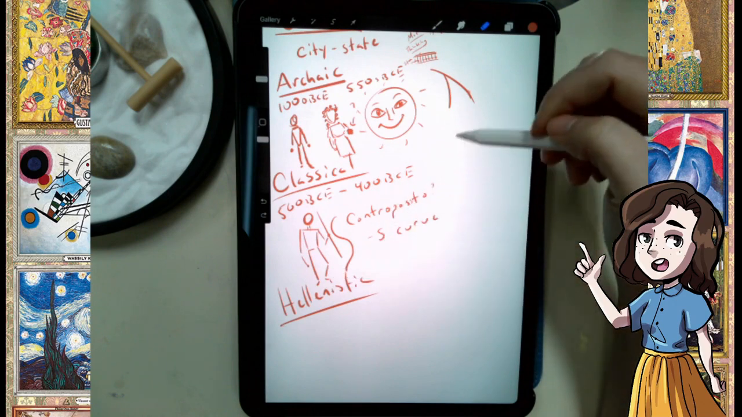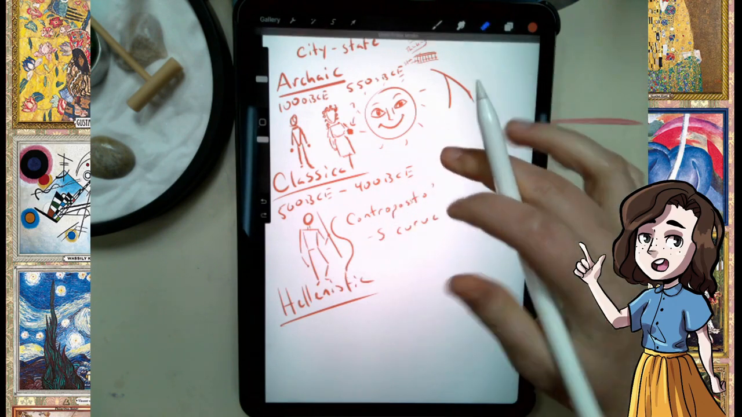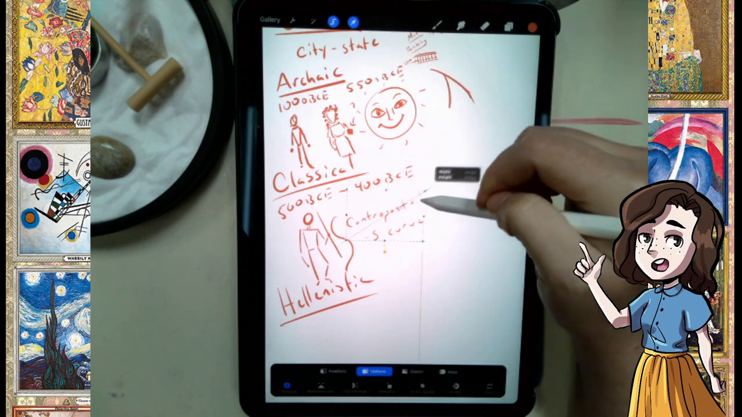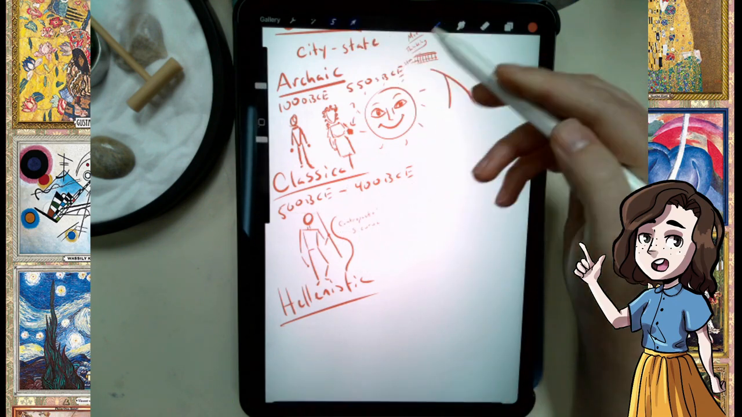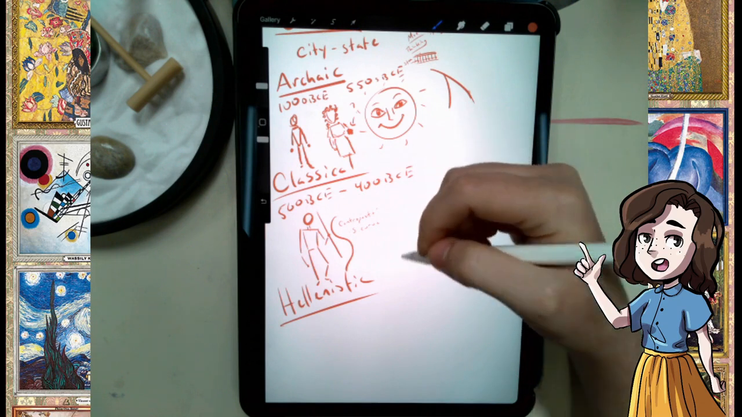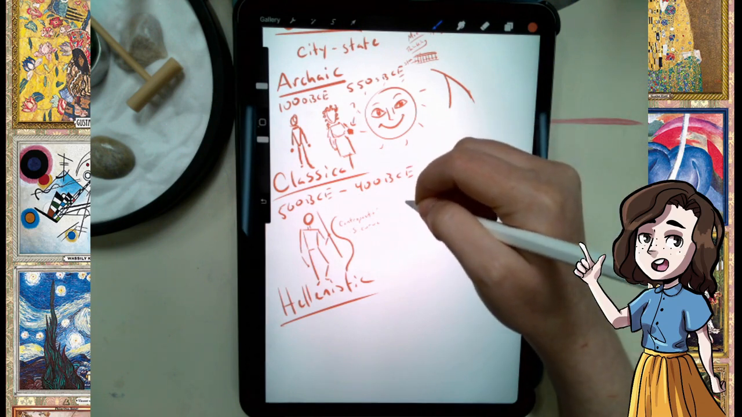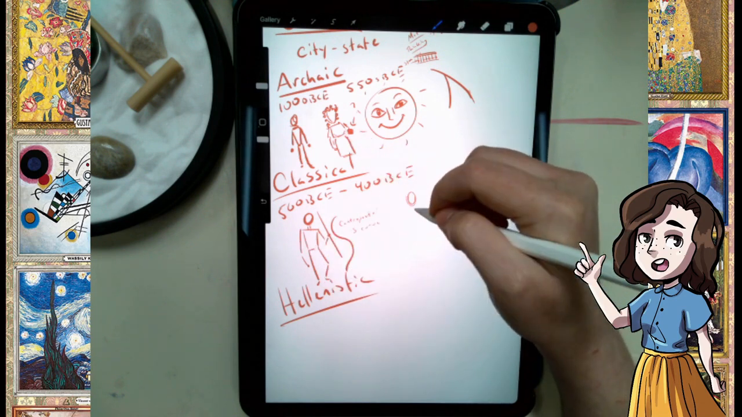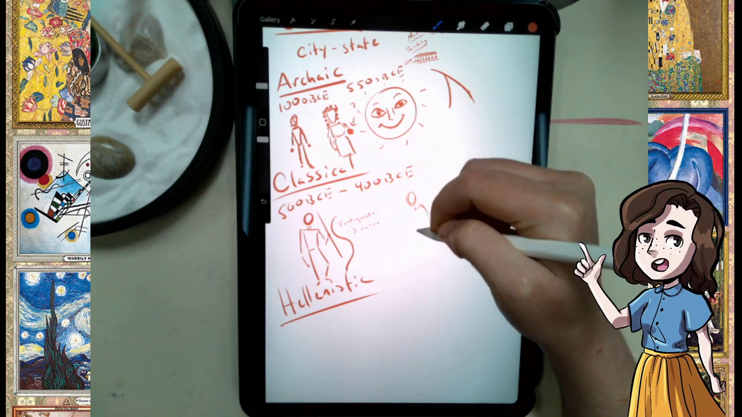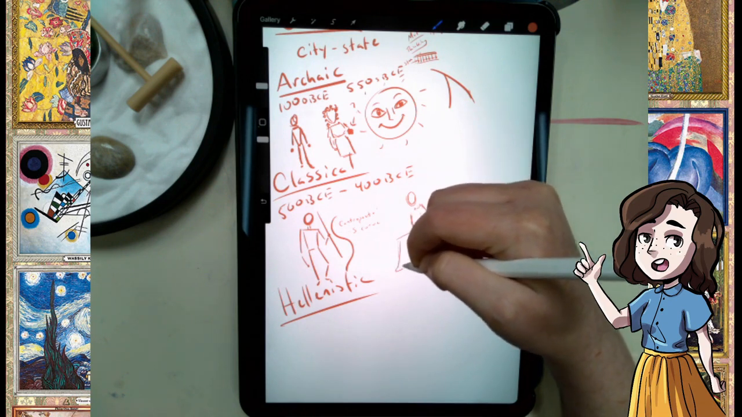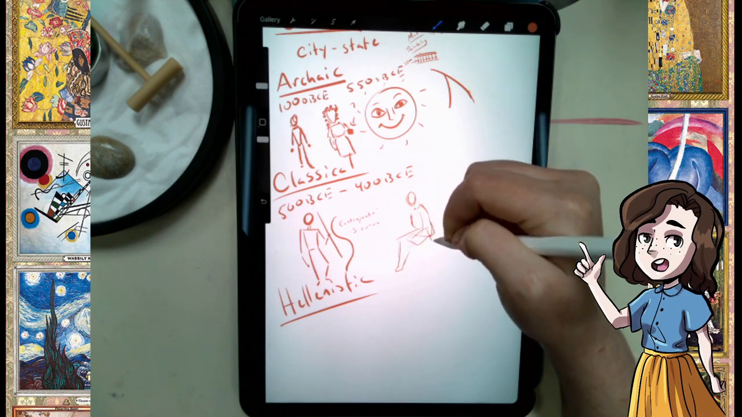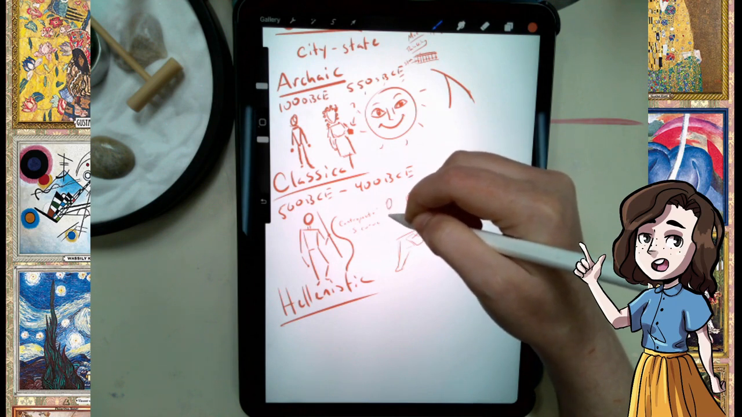And we see a lot of this similar approach, let me move contrapposto here, to our female figures as well. We see our female figure with the Grave Stele of Hegeso, but we get, instead of the nude male, just like we saw in archaic, she is still dressed. The difference now with classical is that you do still have your contrapposto. Grave Stele of Hegeso is seated, but the other figures are in contrapposto.